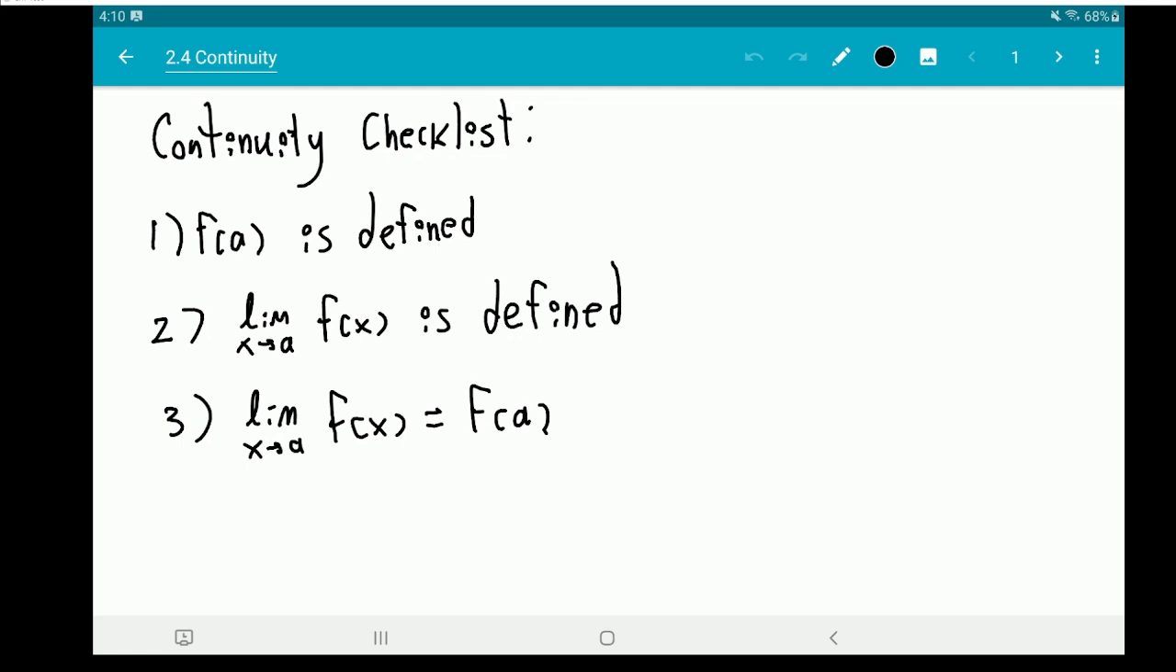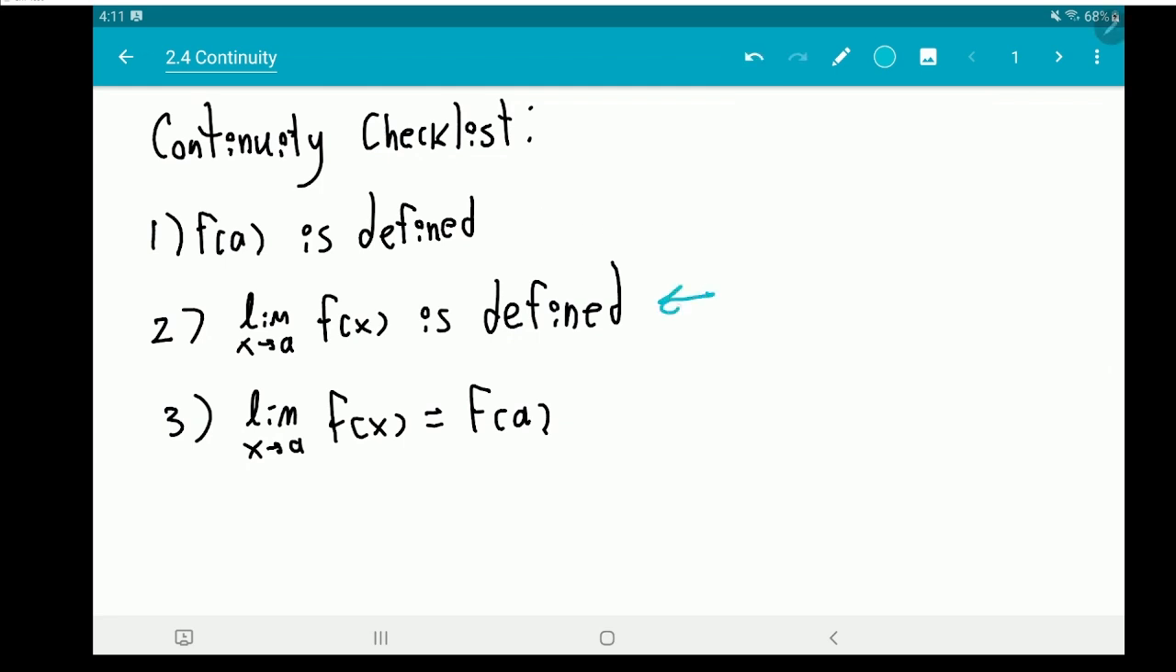So we talked about our continuity checklist. If you're ever seeing if something's continuous at a point, you check essentially three things. First, you want to make sure that the point's actually defined. If it's not defined, it's automatically discontinuous. If it is defined, it's not guaranteed to be continuous. It just means you can move on and check the next thing. So it is possible for f of a to be defined, but the function to not be continuous.